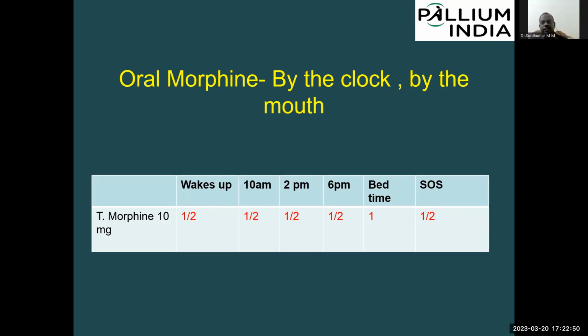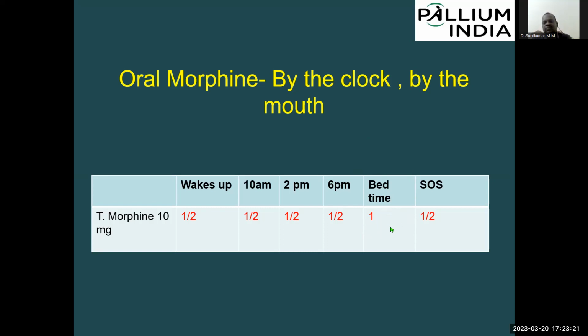Wake them up to take morphine. Let them sleep, and you give the first dose when they wake up. But the next dose is given at 10 a.m. And likewise, you need not wait till 10 p.m. to give the bedtime dose. You give whenever the patient wants to sleep. So you can see at bedtime, you are giving double dose. It is not single dose.